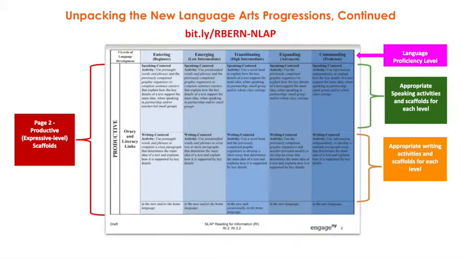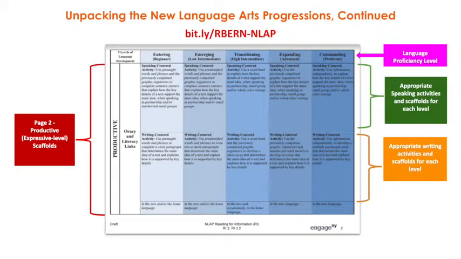main idea of a text and explains how it is supported by key details. So in these writing-centered activities, you can see what is an appropriate level of production for a student at each language proficiency level relating to each standard. Let's jump to transitioning once again. The writing-centered activity says, use a word bank and the previously completed graphic organizers to develop a short essay that determines the main idea of a text and explains how it is supported by key details.